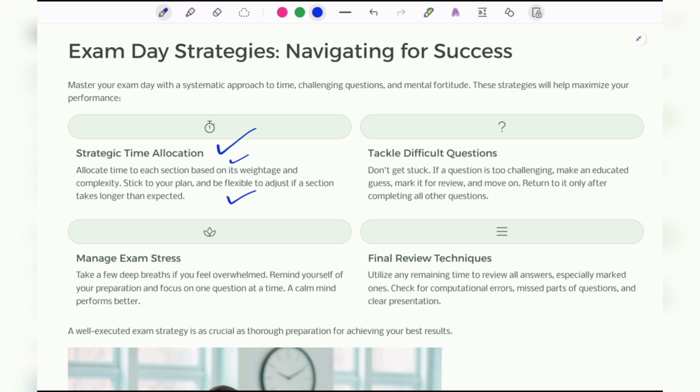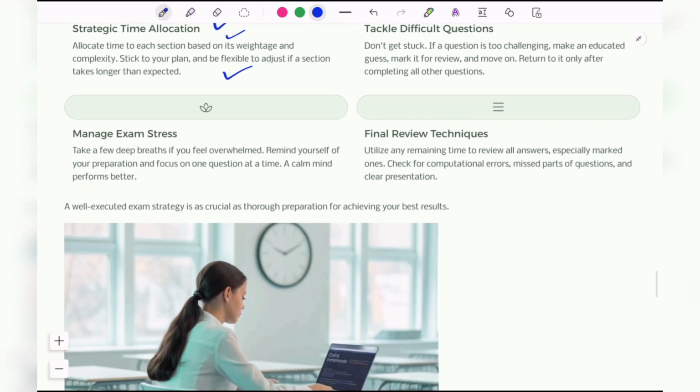Manage the exam stress. Students, you're highly stressed, so please remember that you have to drink a lot of water and have a healthy diet, so that you don't get stressed during exams, and keep cool. As mentioned here, take a few deep breaths if you feel too excited or overwhelmed, and remind yourself of your preparation. Focus on one question at a time. Do not get panicky. You need to be very calm. A well-executed exam strategy is as important as thorough preparation for achieving your best results.